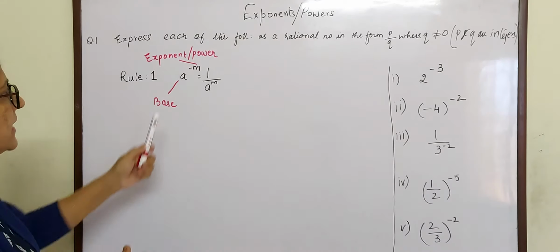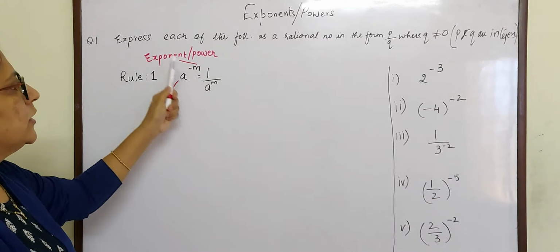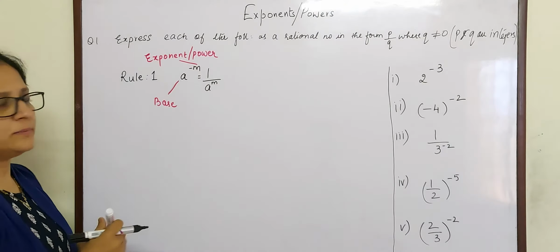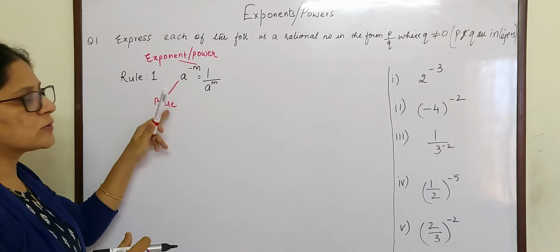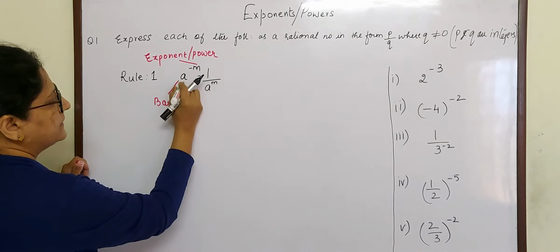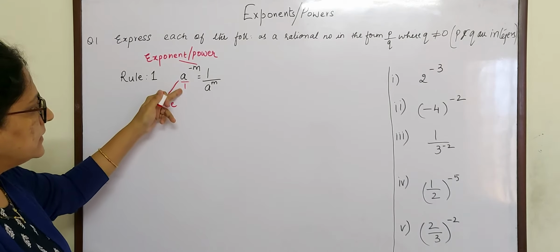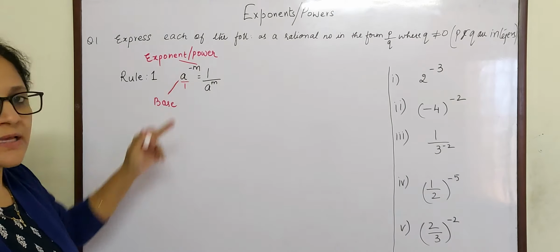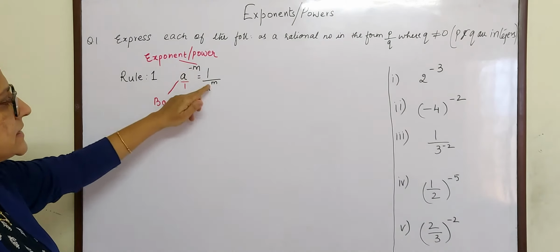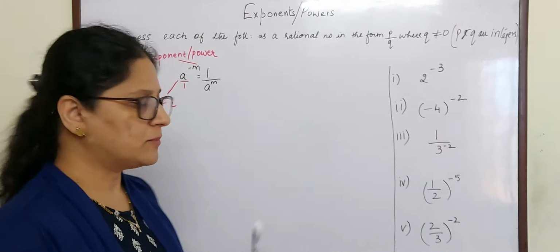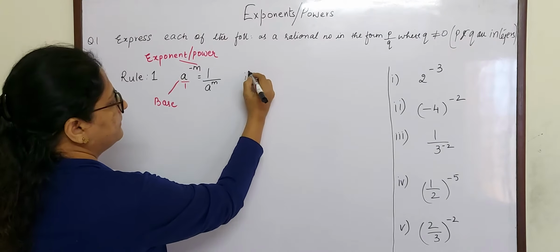So whenever there is a negative exponent, to convert it into a positive exponent, you will be writing the reciprocal of the base. Now here a means nothing, a by 1, right? So a by 1, the reciprocal of a by 1 is 1 by a and minus m changes to m. So in this way, we can solve these problems. Let us go to the first sum.